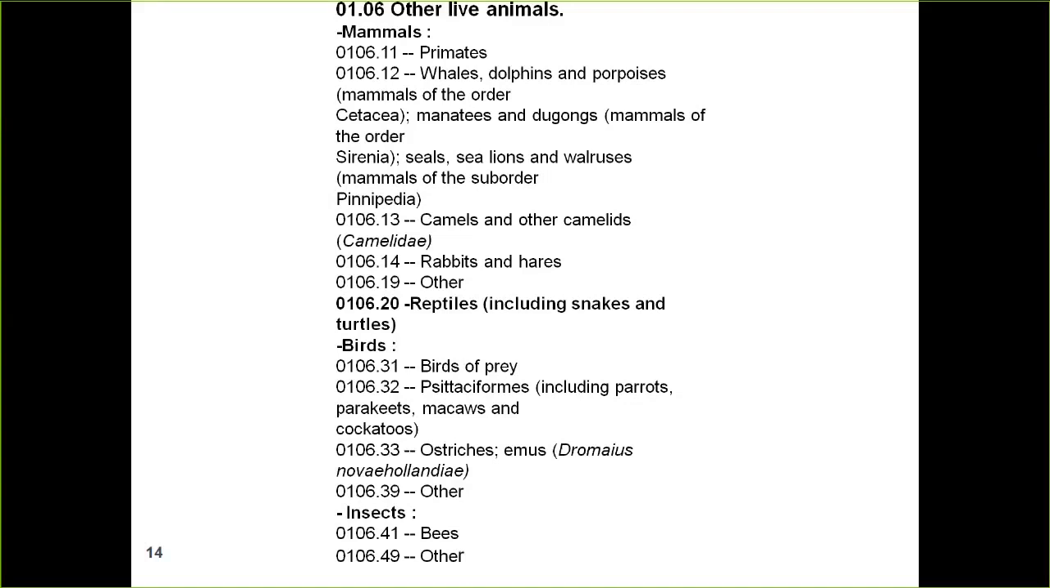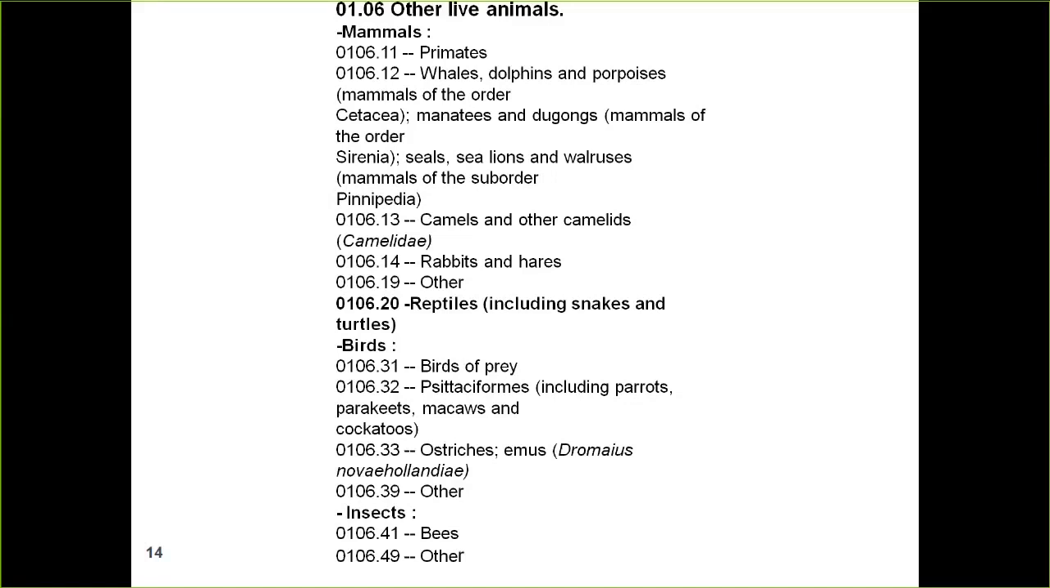Insects, of course, have two secondary subheadings, or double dash. Bees would be one class of insects. All other insects would be 010649 in the HS. Again, if you look at the national tariff, that other 010649 may be broken down into further groupings if it is perceived that there is a need to identify a specific group of insects within that category.